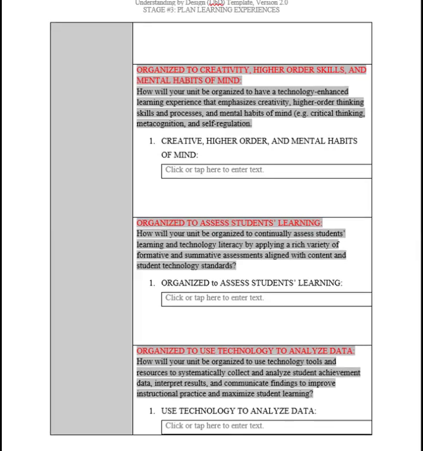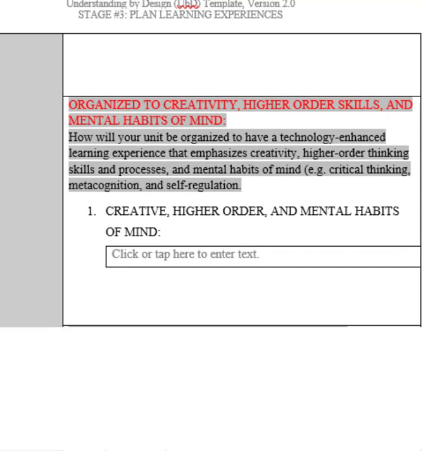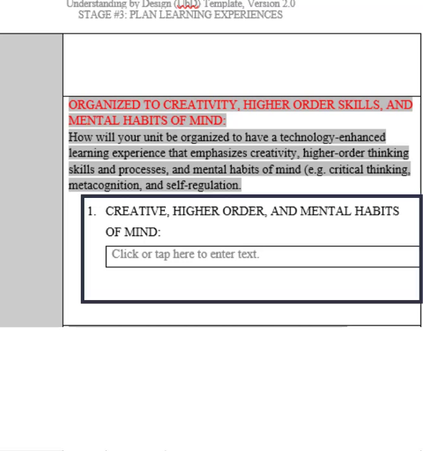The third section is organized to creativity, higher order skills, and mental habits of mind. The third section asks, what parts of your unit are teaching your students soft skills? Skills like empathy, persistence, etc. are necessary and desirable skills to have in the workplace, and students that learn these skills often become more successful. Are you deliberately organizing your unit to teach these skills to your students? This is where you will write about how your unit promotes creativity, higher order thinking, and how it will develop these habits of mind.